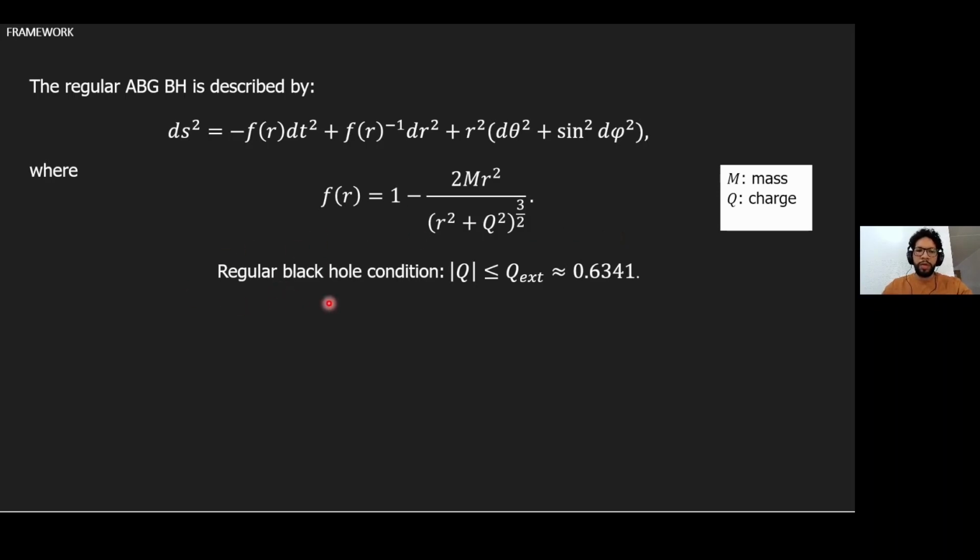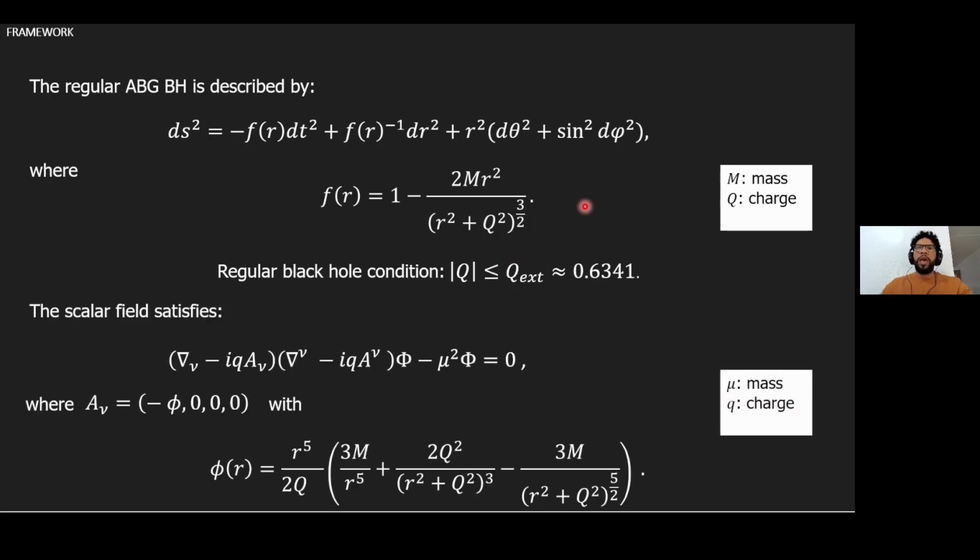And we have regular black hole solutions when the electric charge is smaller than this extremal value of the electric charge. Well, we have investigated the propagation of a massive and charged scalar field around an ABG black hole. So we consider the Klein-Gordon equation, which is shown here in its covariant form, and here mu stands for the mass of the field, and the small q stands for the electric charge of the field.